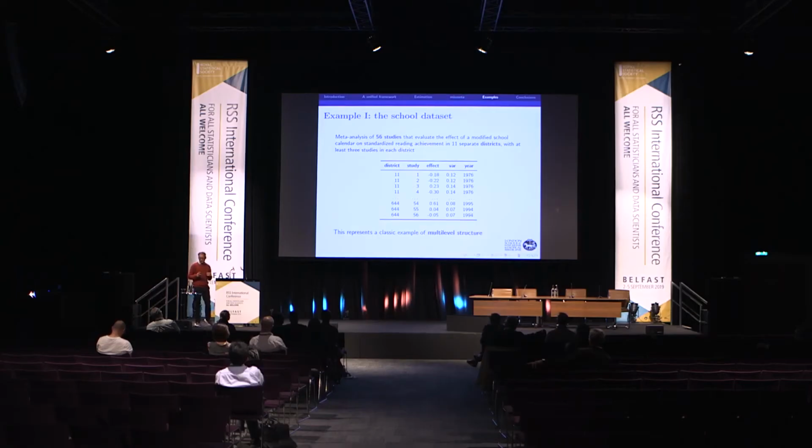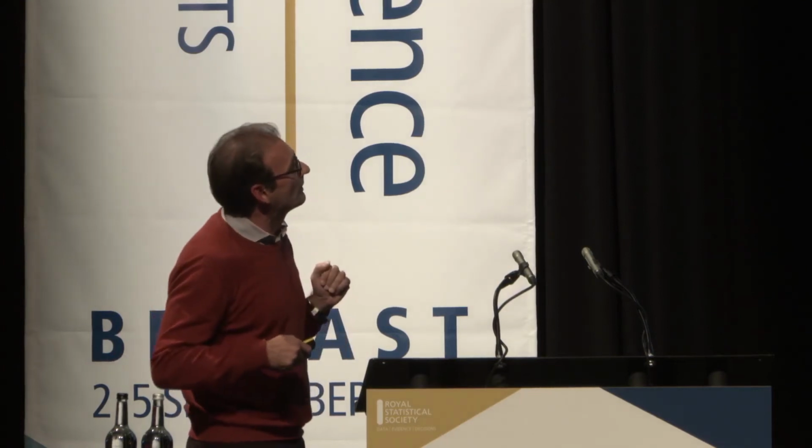To show you how to handle this kind of framework, I'll show you three examples. The first is a classical example of multi-level meta-analysis. Here, the experiment is performed at school level. So on each school, two different calendar periods are compared, and a measure of standardized reading achievement is measured, with positive values showing a high level of reading achievement.